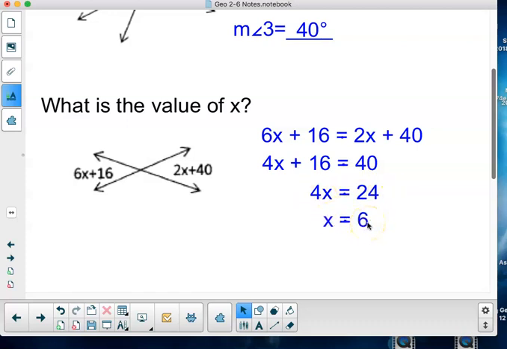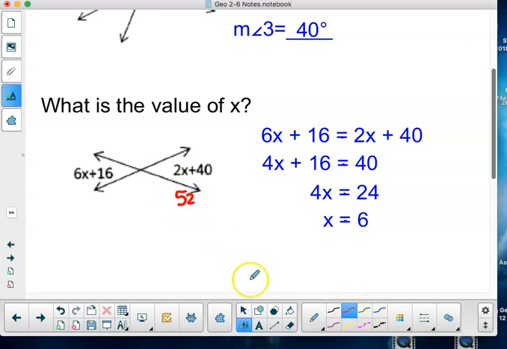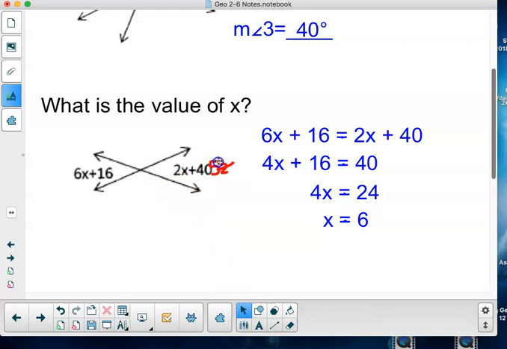So I can plug this back in just to double check. 6 times 2 is 12, so that's 52 on my right side. I'm just going to write that in real quick. So I've got 52 degrees. And now 6 times 6 is 36, plus 16 is 52 more. So both of them are 52 degrees.